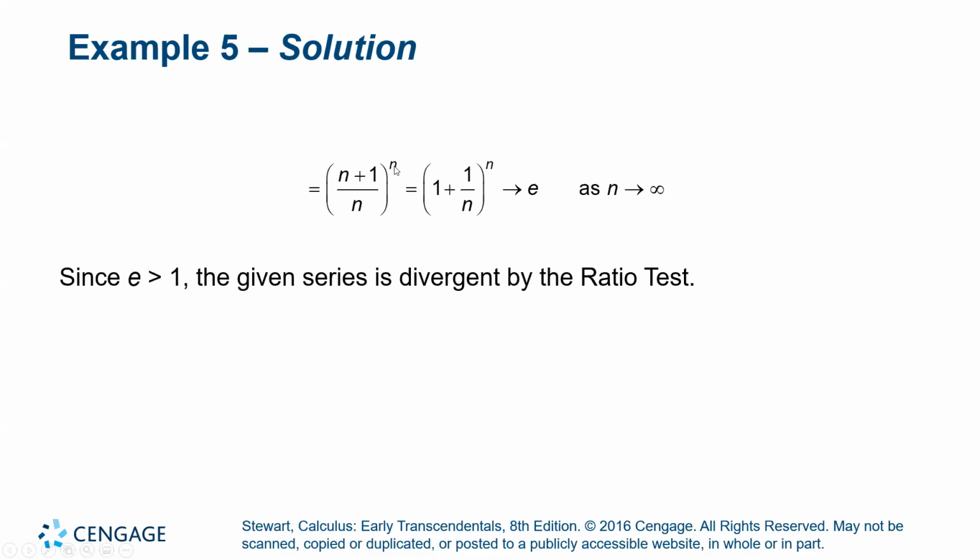Now, you might not recognize this because it's been a long time probably since we talked about it, but that's actually the exact definition of e if you take the limit as n approaches infinity. Now, e itself is greater than 1. Therefore, by the ratio test, this series is divergent.